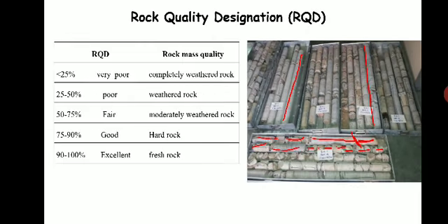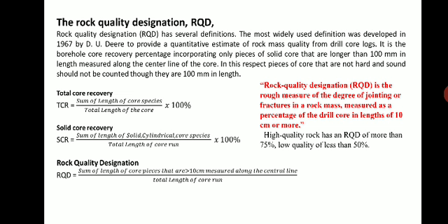Now we'll discuss what is meant by RQD. It is the borehole core recovery, meaning what has been recovered from the borehole, as a percentage incorporating only the pieces of solid core that are longer than 100 mm in length. If you measure the length of the core sample taken out from the earth, it should be longer than 100 mm along the center line of the core. Such samples we have to take into account when we study RQD, the rock quality designation. It will decide the quality of the rock.